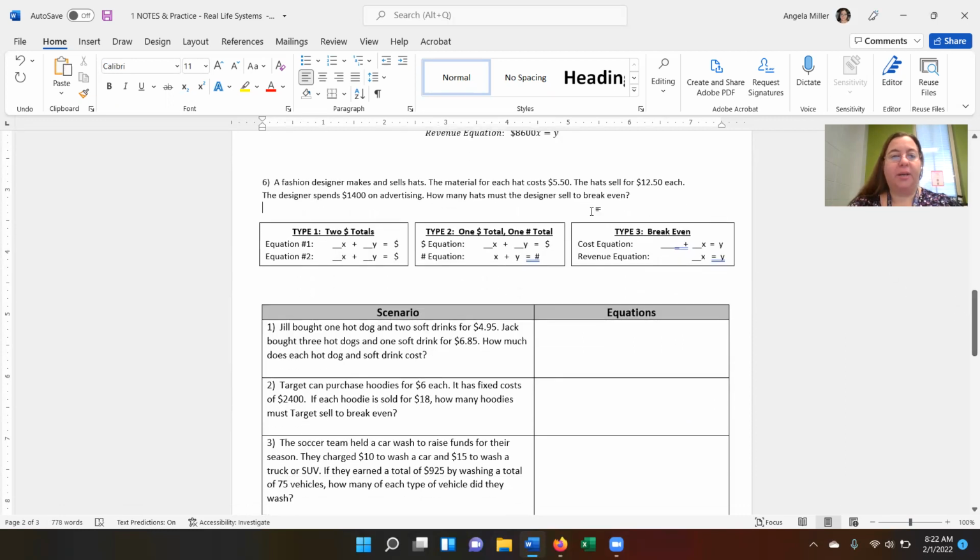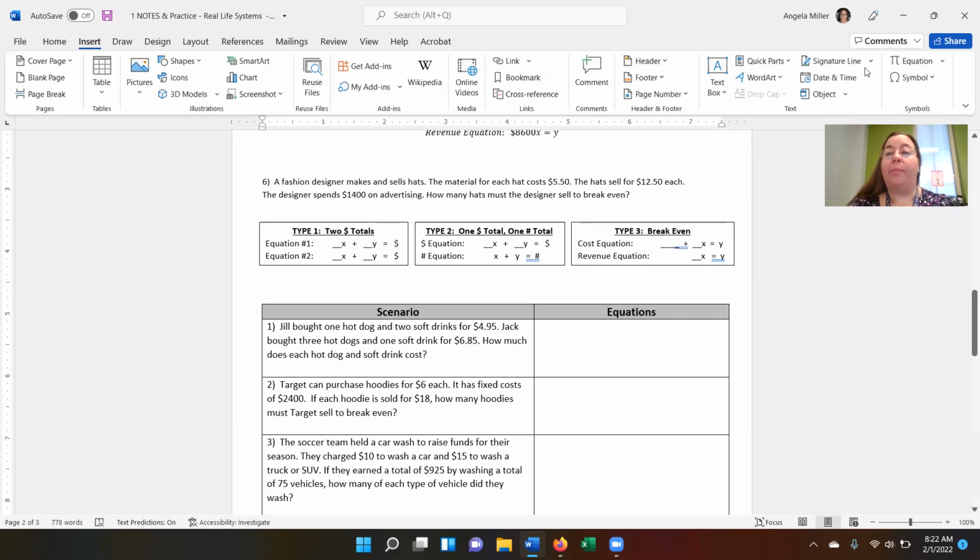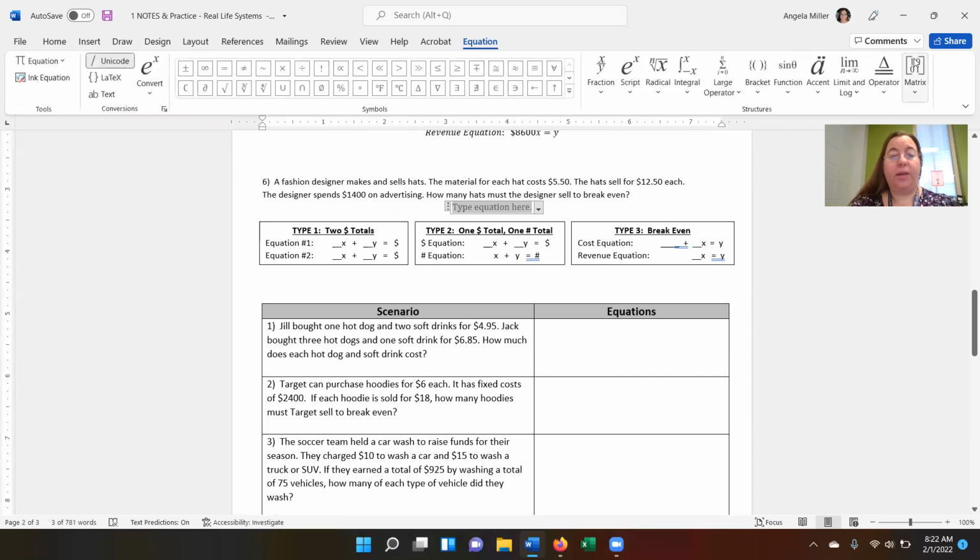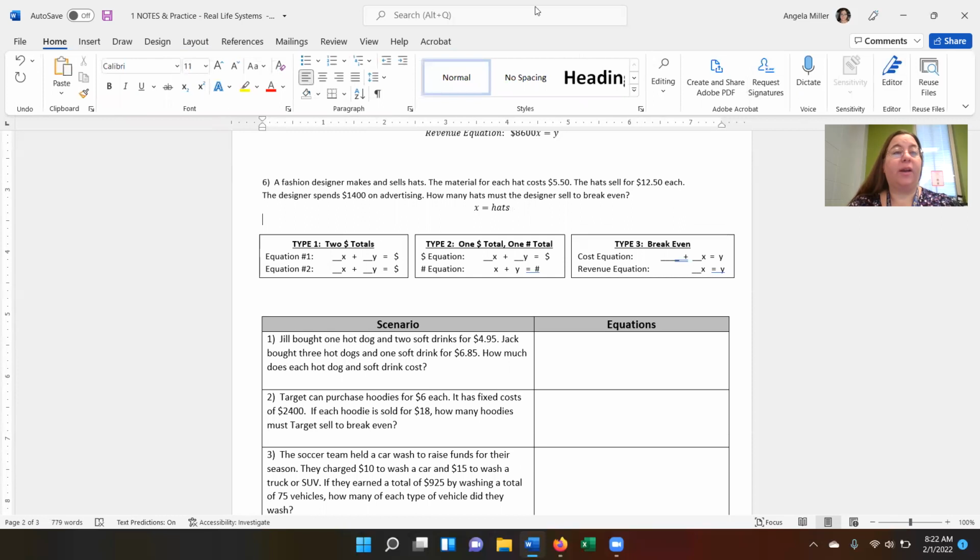All right, great job. So let's first read it, right? It says a fashion designer makes and sells hats. The material for each hat costs $5.50. The hats sell for $12.50 each. The designer spends $1,400 on advertising. How many hats must the designer sell to break even? So because we want to know how many hats it's going to take to break even, we know that X equals hats. So that's how we define our variable.